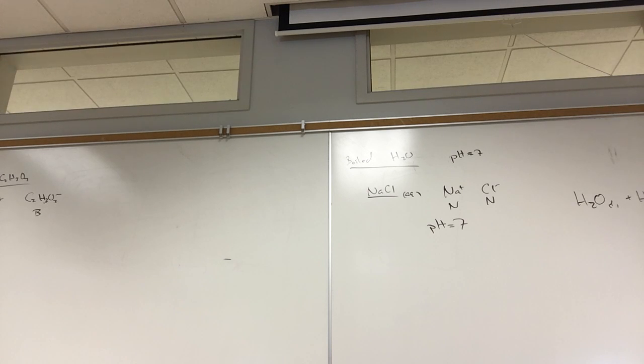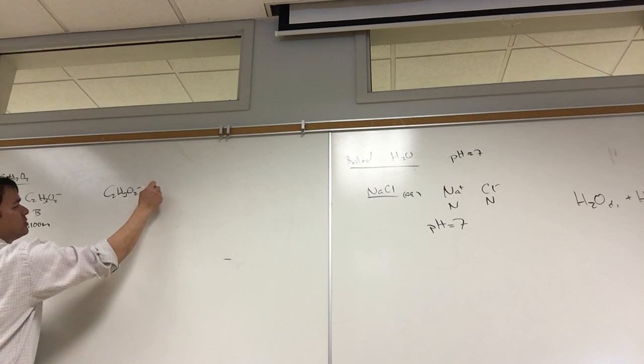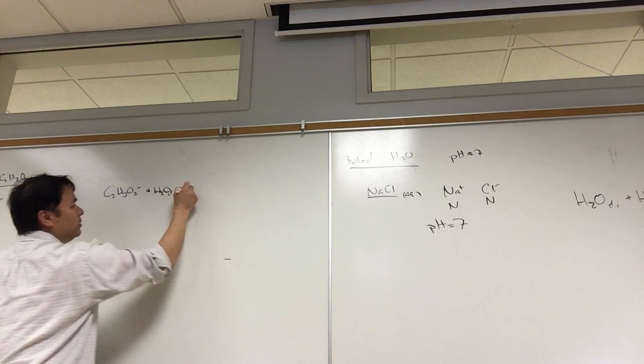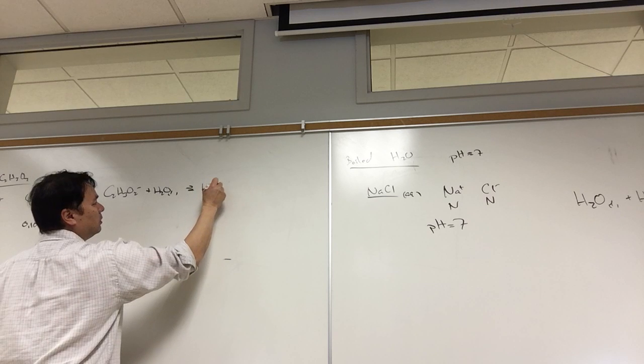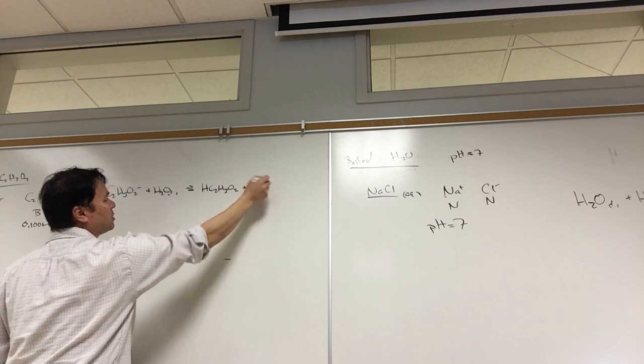And so let's do this first one. I'll do this first one for you. We want to figure out the pH of a sodium acetate solution. It's 0.100 molar. And so what I have is 0.100 molar acetate. And so I know acetate's a base. Bases hydrolyze water to produce the conjugate acid and hydroxide.